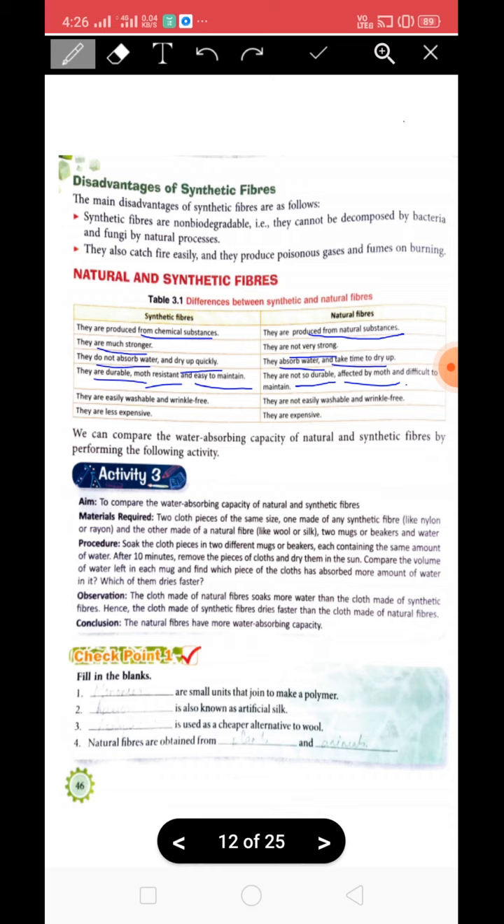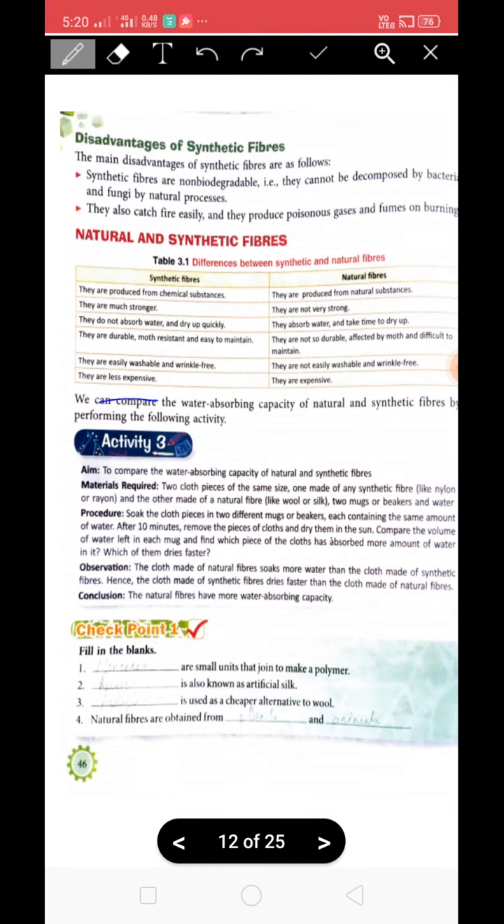So what about synthetic fiber? Synthetic fibers are easily washable and very easy to maintain, wrinkle free. Understood. Now the last point, they are less expensive and they are more expensive.